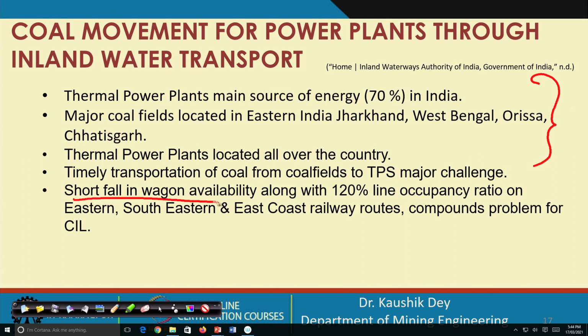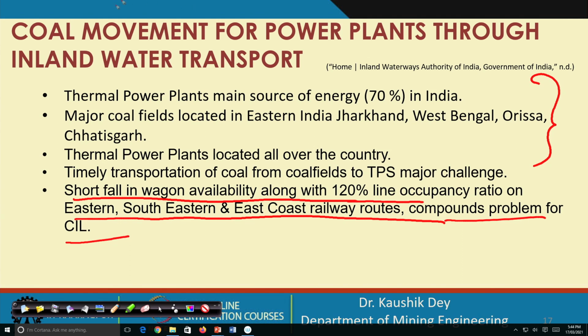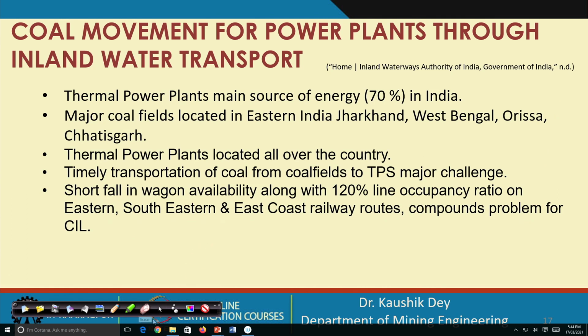The shortfall in wagon availability is 120% in this case, and that is why Eastern Railway, South Eastern Railway and East Coast Railway have a huge problem allocating the rakes for Coal India Limited.